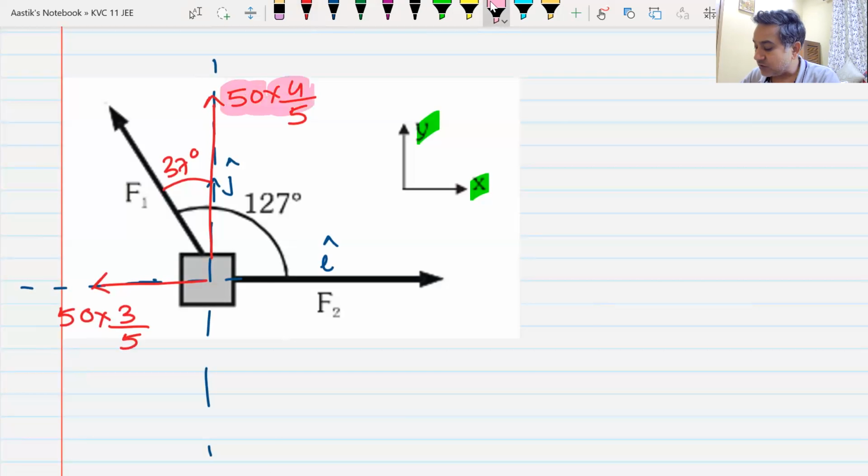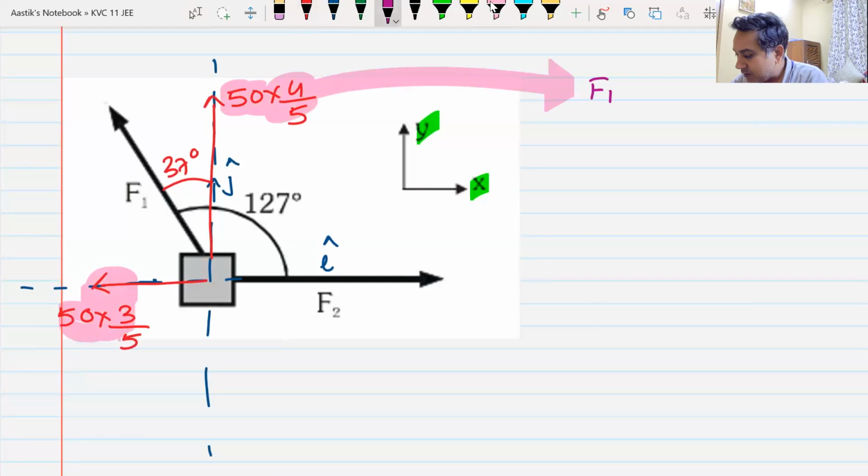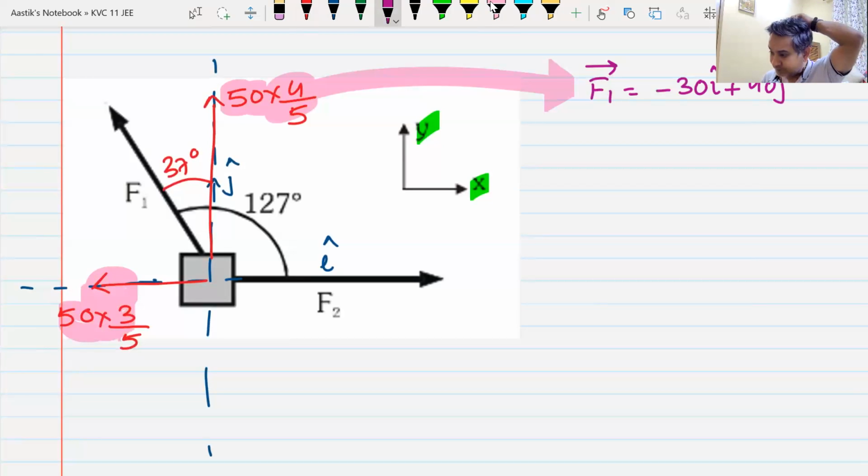Now looking at these two components, I can write F1 in the vector form. How will I write F1 in the vector form? F1 in the vector form can be written as minus 30i plus 40j. Do we understand this? Everyone, boys? Do we understand this?